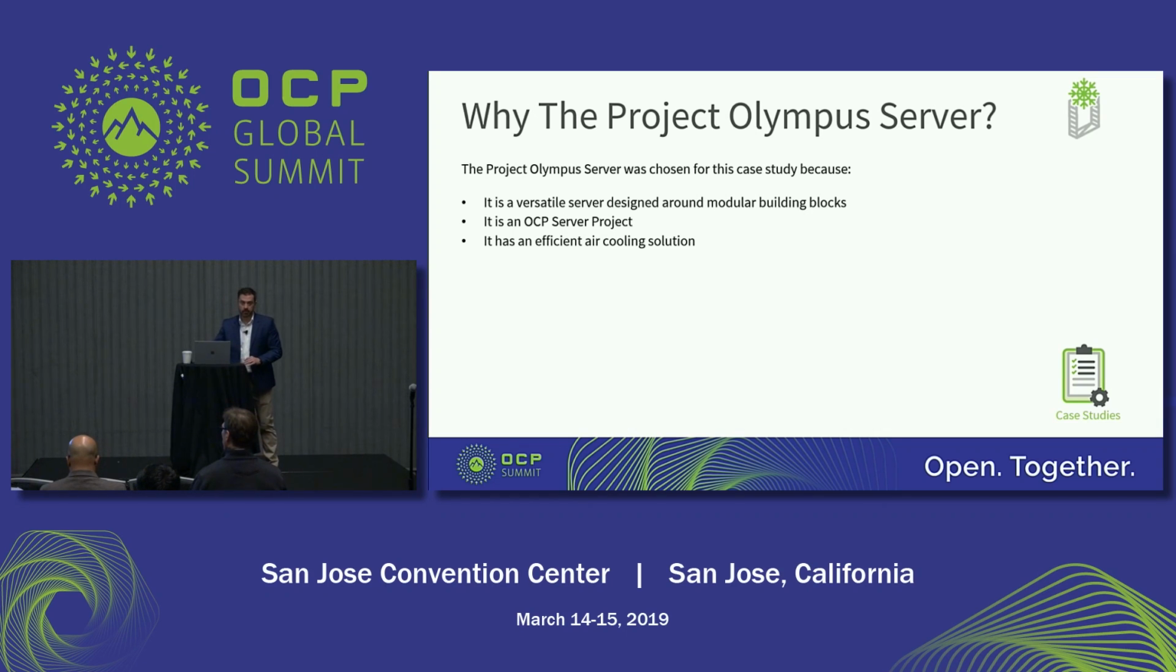We chose to use the Project Olympus platform because it's a versatile platform that's designed around modular building blocks, which fit nicely into the modular building blocks that CoolIT designs in our solution. It's an OCP server project, and that's why we're all here. And the final thing is it is very efficient air cooling. So it was going to raise the bar. It was a challenge for us to come and see how good we could do against the best of air cooling.